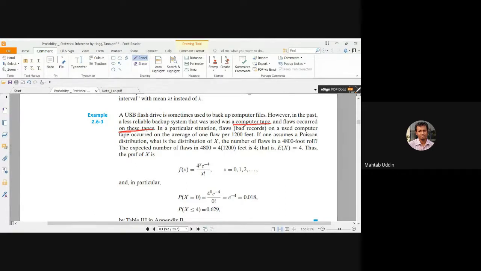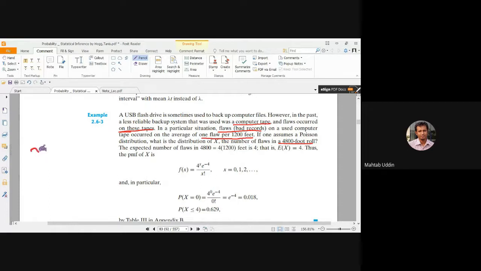In a particular situation, flaws, that is bad records or bad sectors, on a used computer tab occurred on average, that is usually, one flaw for 1200 feet. So, how many flaws in 1200 feet? One flaw. If one assumes a Poisson distribution, what is the distribution of x? That is the PMF. The number of flaws in a 4,800 feet roll. Now, first we have to find lambda.